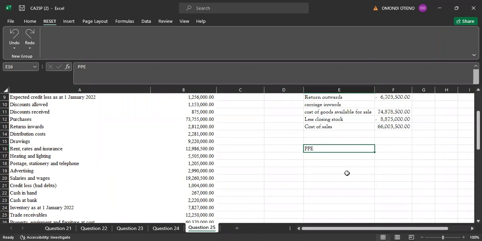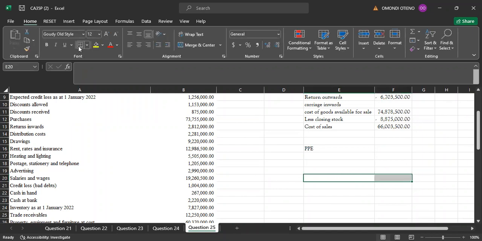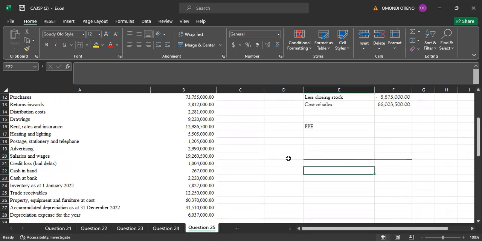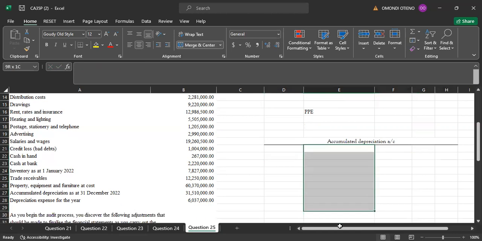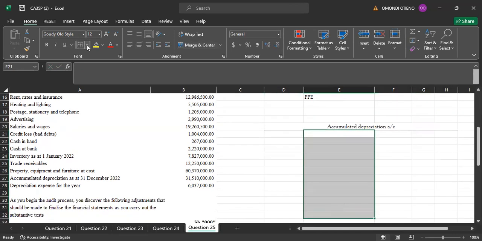So I want us to understand, if you look at what you are doing, the T account will help us get sense out of this. Here we want to have the accumulated depreciation account. We are going to have it there.